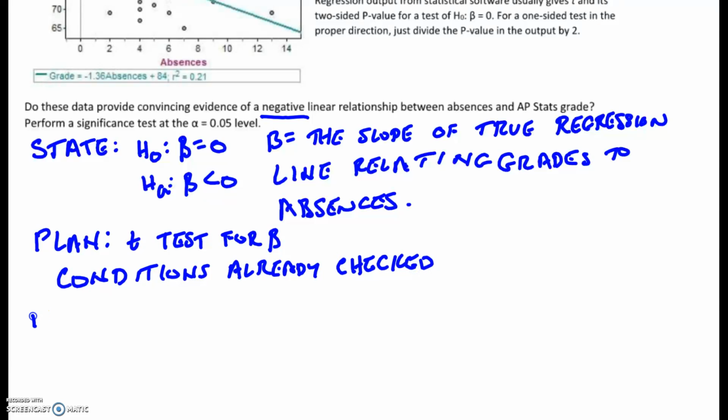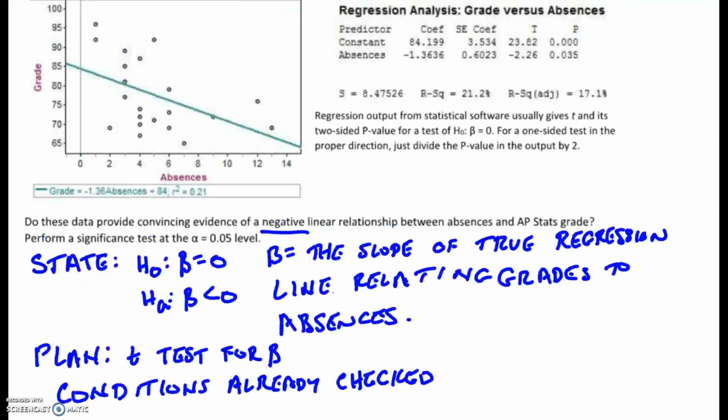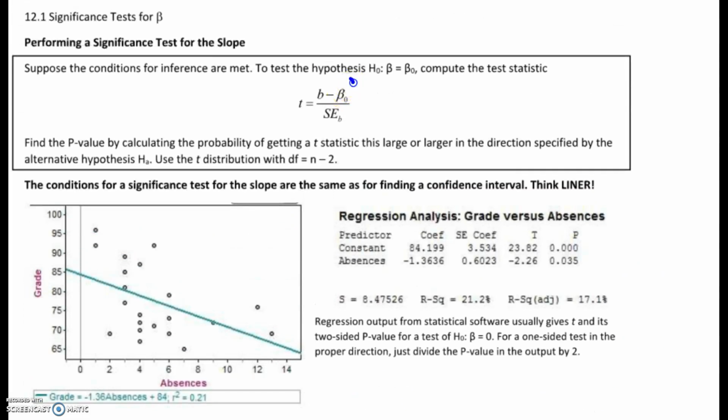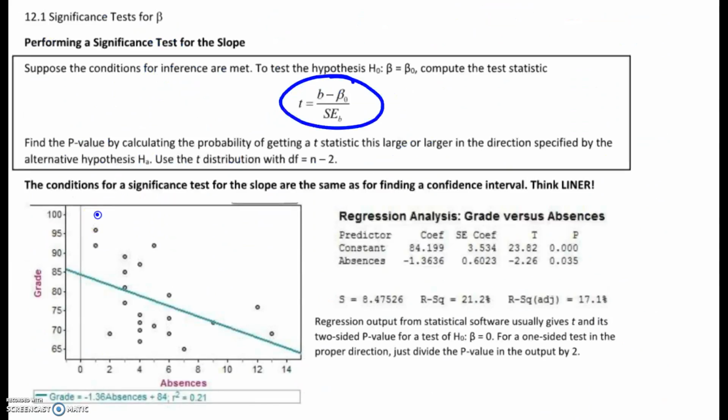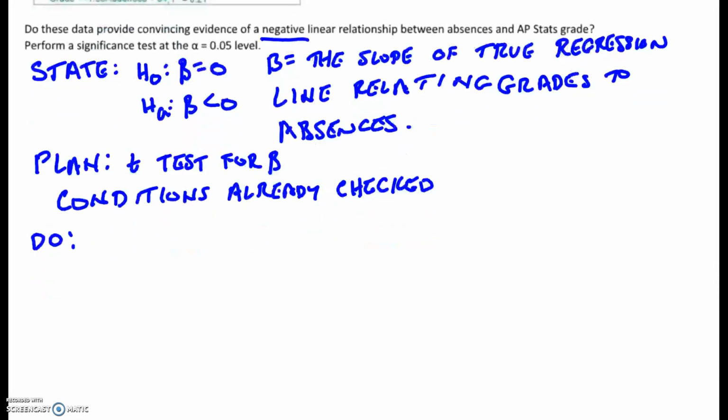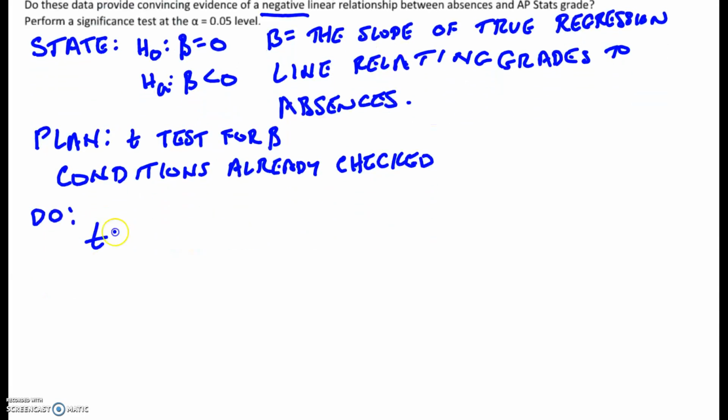All right, do. For the do part, we need to first find our t-score. So the formula for our t-score is at the top of this worksheet, right here. T is equal to b minus beta, divided by the standard error of the slope. So t equals our sample slope minus our hypothesized slope, divided by the standard error of our slope.